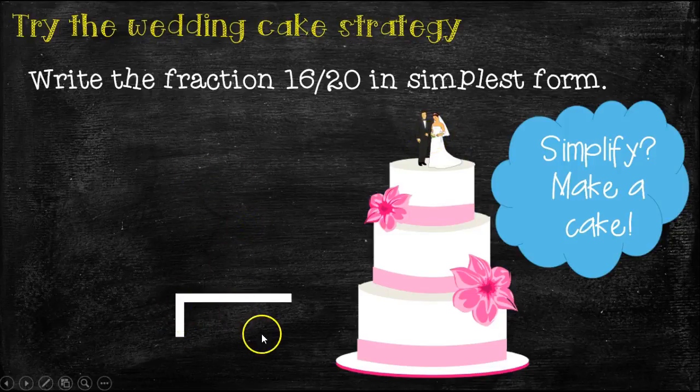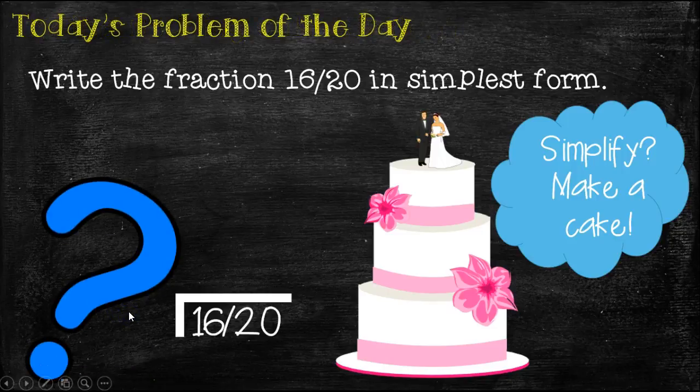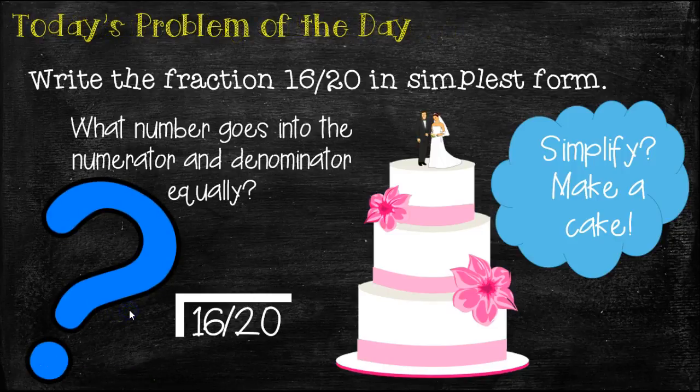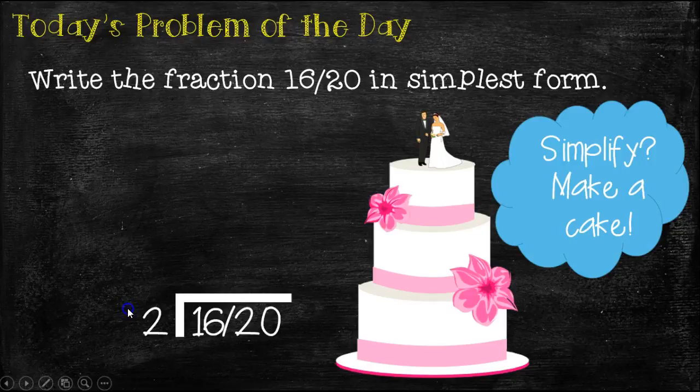So we're going to start off with our first layer, and we're going to write 16/20 in here. Now, all we need to know is what number goes into 16 and goes into 20. It doesn't have to be all of the numbers. We don't have to know all of the factors. We just have to have one. So I know, since they're both even numbers, that 2 will go into both. So 2 goes into 16 8 times, and 2 goes into 20 10 times.